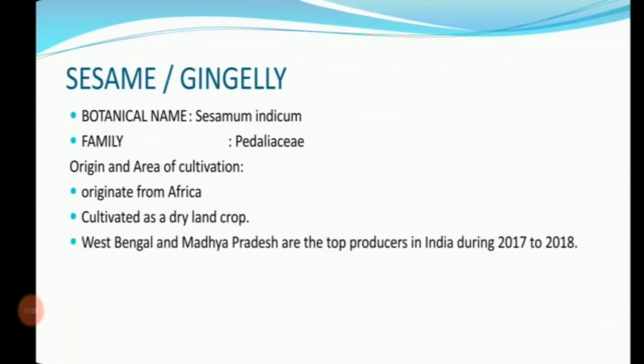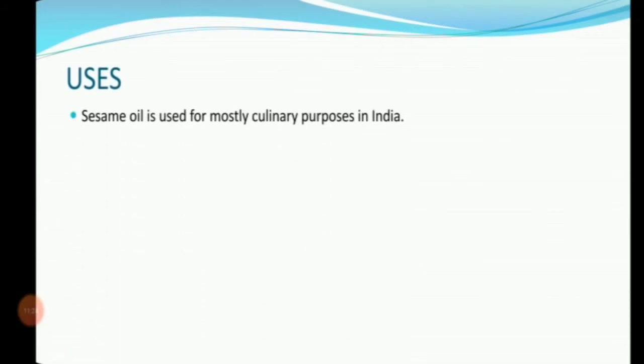In India, sesame is mostly cultivated in West Bengal and Madhya Pradesh. These states were the top producers in India during 2017 and 2018. It is considered a healthy oil in southern Indian culture. Now we discuss the uses of sesame. Sesame oil is used mostly for culinary purposes in India.